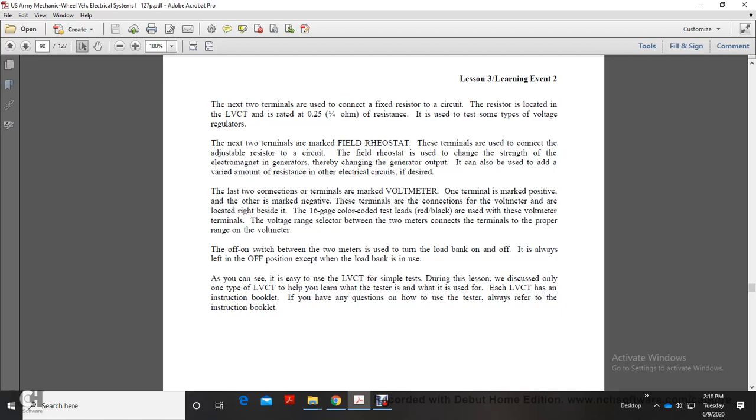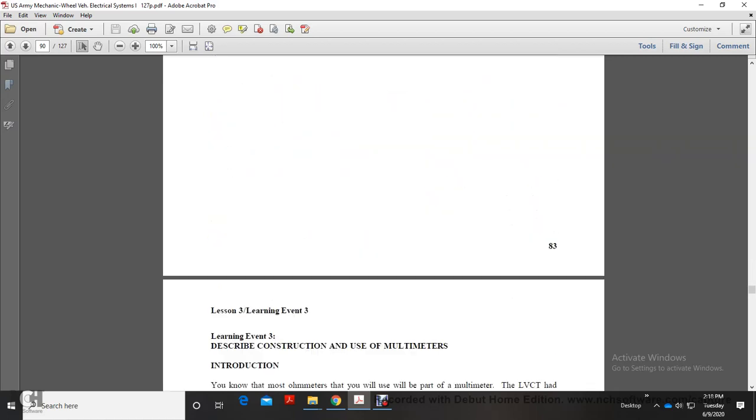In this lesson, we discuss only one type of low voltage circuit tester to help you learn what the tester is and what it is used for. Each low voltage circuit tester has an instruction book. If you have any questions on how to use the tester, always refer to the instruction book.